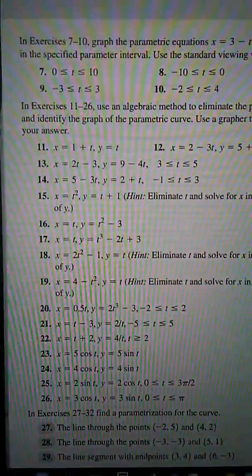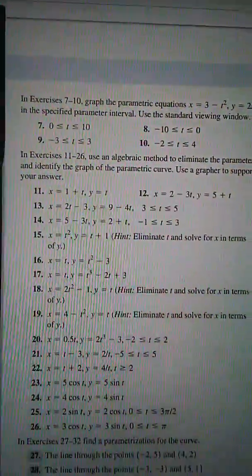Anyway, we're going to look here, and I think you have some even numbered assignment questions, so we're going to look at some of the odd ones so that you can do the even ones on your own. Look at number 7.